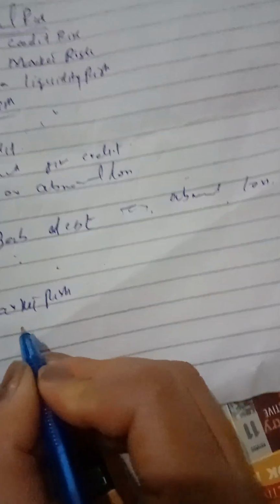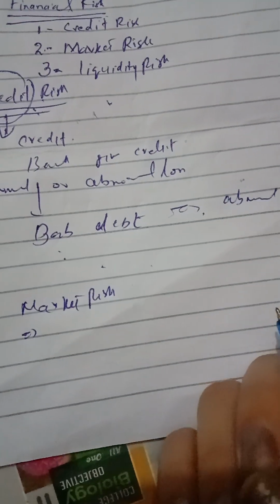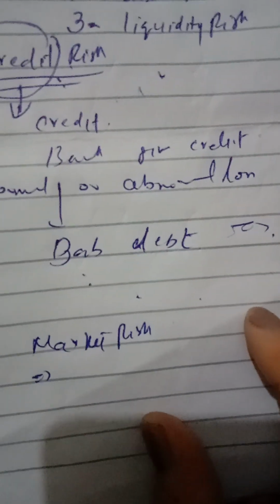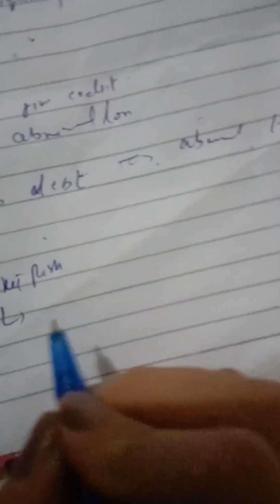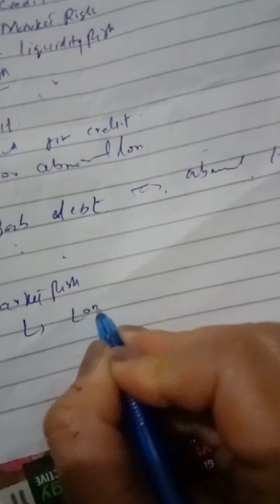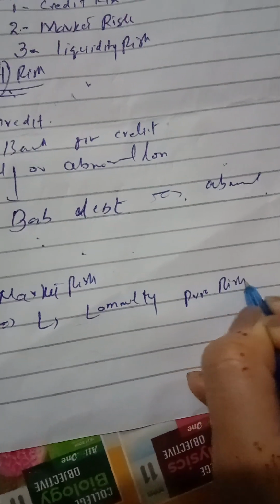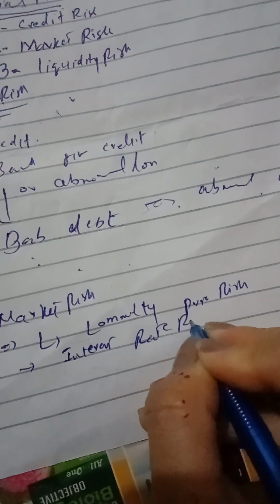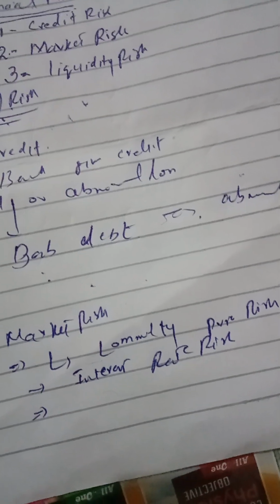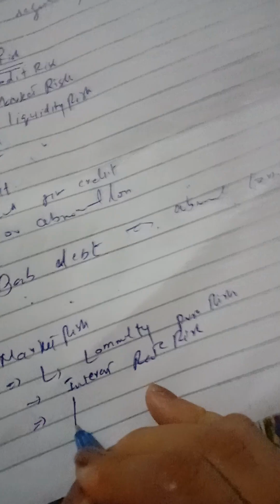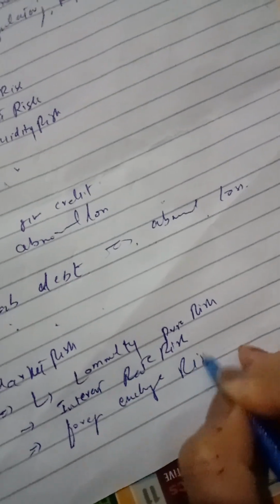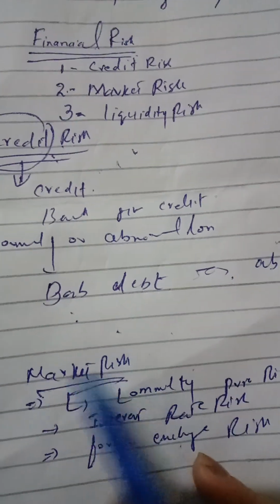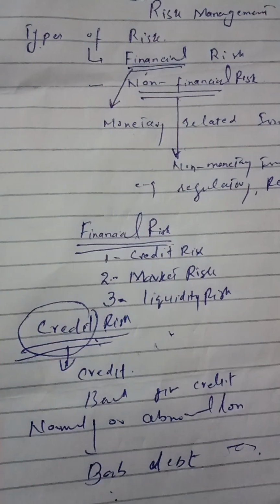Market risk includes sources like interest rate, foreign exchange, and price. These are the biggest factors that bring risk to the market. The sources of market risk include commodity price risk, interest rate risk, and number three, foreign exchange risk. These are the risks that we call market risk. Now we will discuss our third type, liquidity risk.